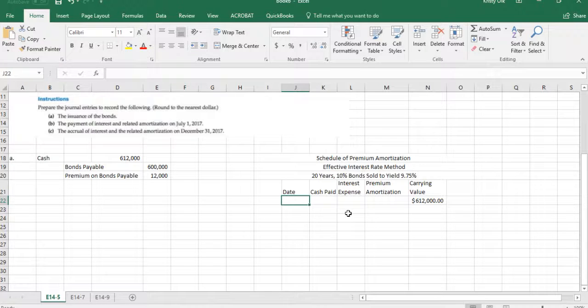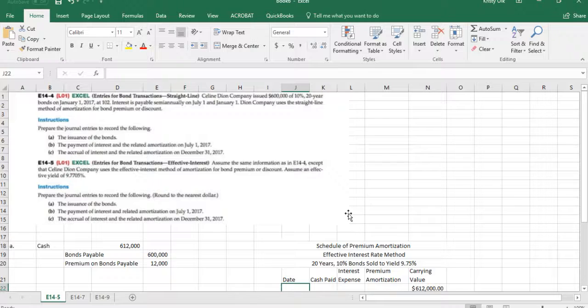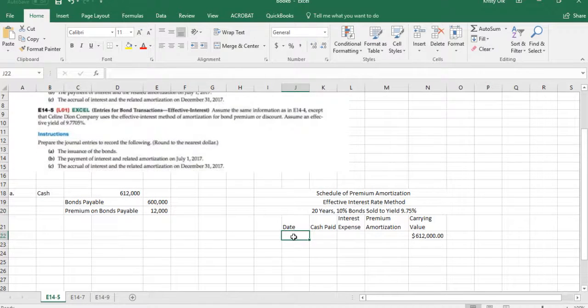Let me go ahead and fill the dates. I'm getting a little ahead of myself. My apologies. These issued on 1/1, and they have semi-annual payments. So 1/1/17. First payment 7/1/17. 1/1/17. Oh, 18.